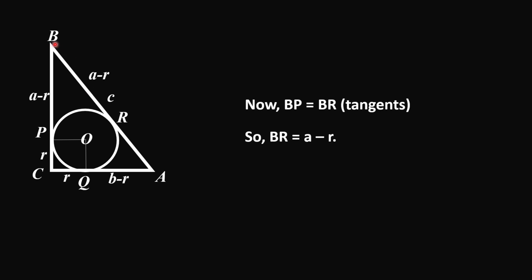The two tangents from the point B to the circle, BP and BR, must be equal. So this is A minus R, so BR will also be A minus R. So BR is equal to A minus R.